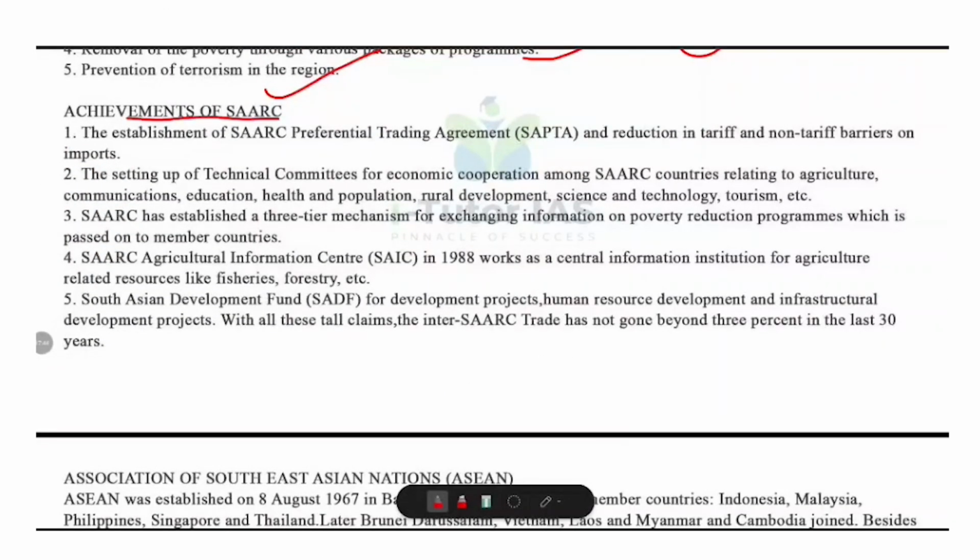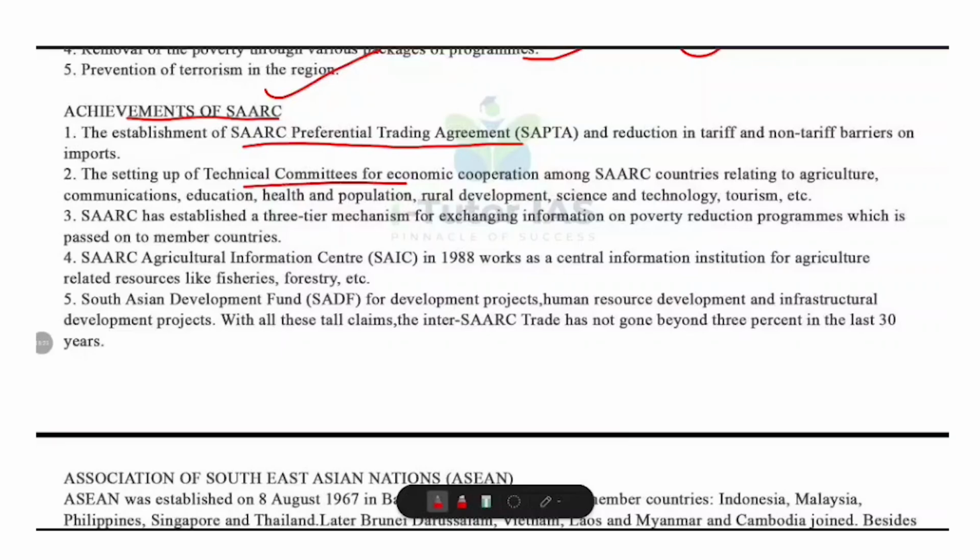Even though SAARC faces many challenges, it has achieved noticeable progress in promoting cooperation and development among South Asian nations. So, first, SAARC Preferential Trading Agreement. It was signed to reduce tariff and non-tariff barriers among member nations and promote intra-regional trade. And the motive is to move towards a South Asian free trade area. Then, formation of technical committees. Committees were set up for cooperation in agriculture, communication, education, health, population, rural development, science and technology, and tourism. These promote knowledge sharing and joint action.